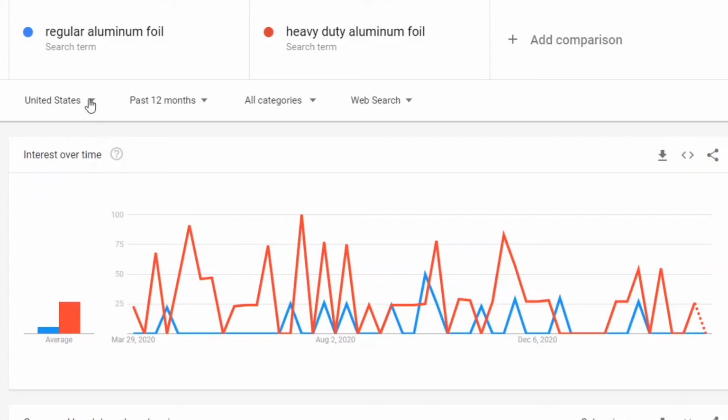If you look at Google Trends of regular aluminum foil in blue versus heavy-duty aluminum foil in red, we see the heavy-duty is much more popular. In fact, July 12th to July 18th, 100% of Google searches were for heavy-duty aluminum foil. So just one more time, he was right. I should have listened to what he was saying.